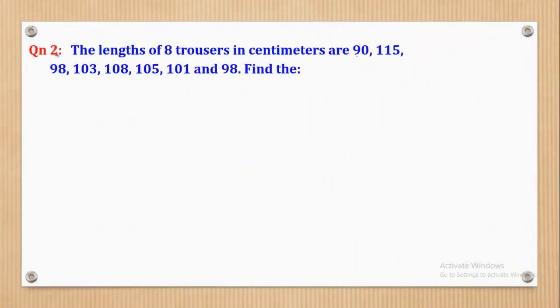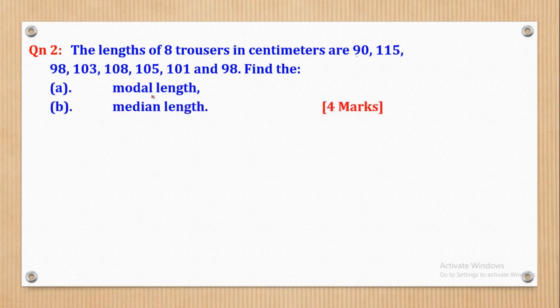So now we shall go to question 2. Question 2 says, find the length of 8 trousers in centimeters: 90, 115, 98, 103, 108, 105, 101, and 98. The question says to find part A, the modal length, and part B, the median length.